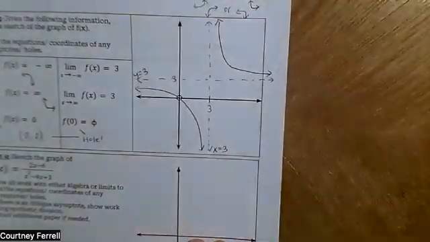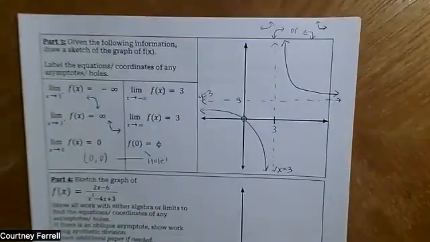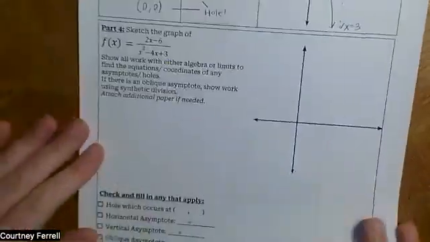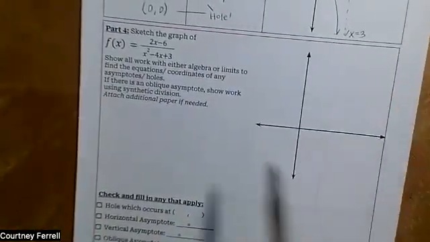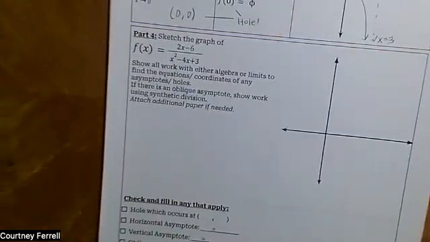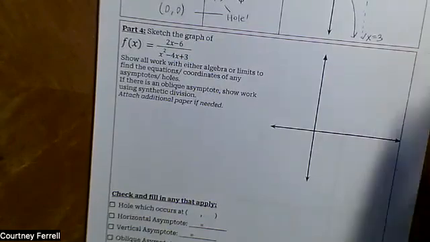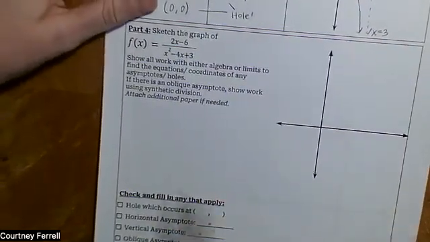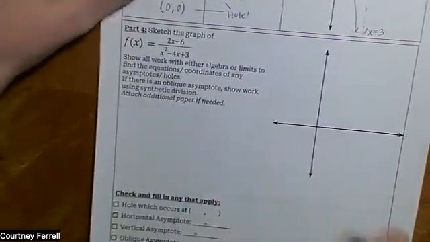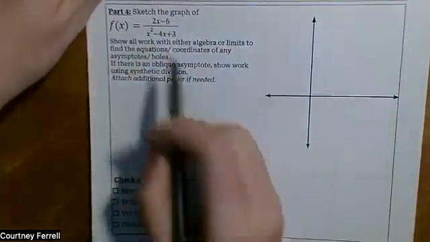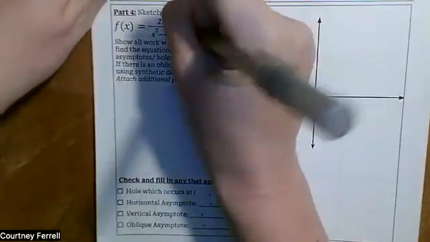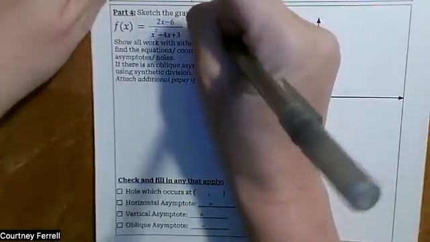All right, next. Part 4. Okay, so we're going to show a bunch of work. We can use algebra or limits; we've learned both ways. And we're going to have to find any asymptotes or holes. And if there's an oblique asymptote, we have to use synthetic division, and we can use extra paper if we need to. Okay, here we go. So first I'm going to see if there's any factoring. Looks like there probably is.